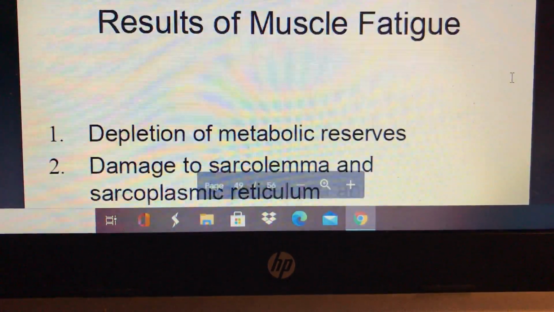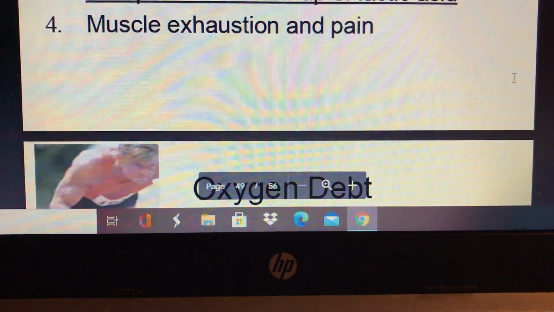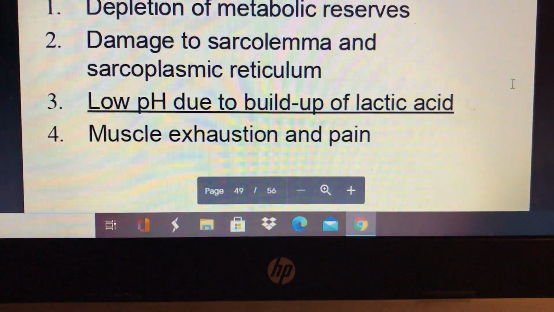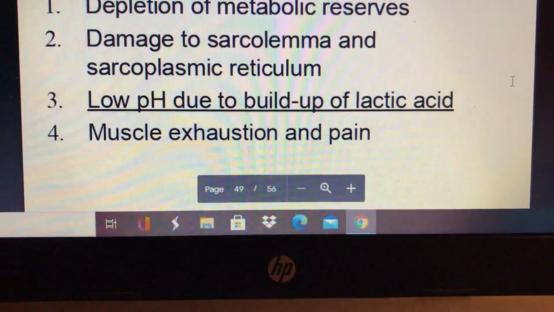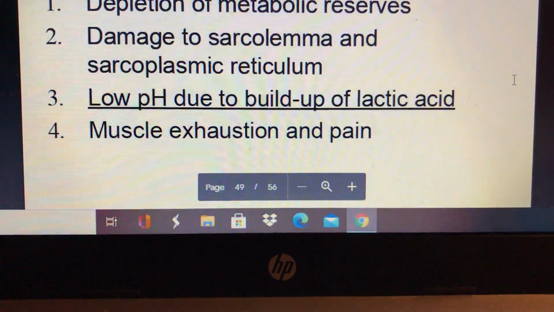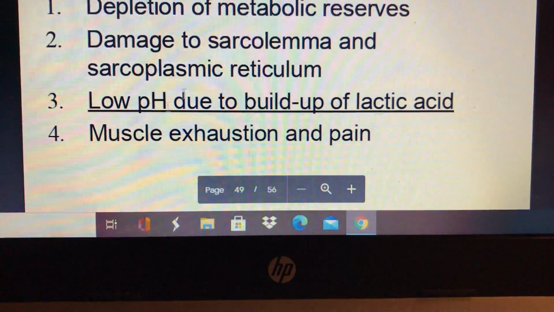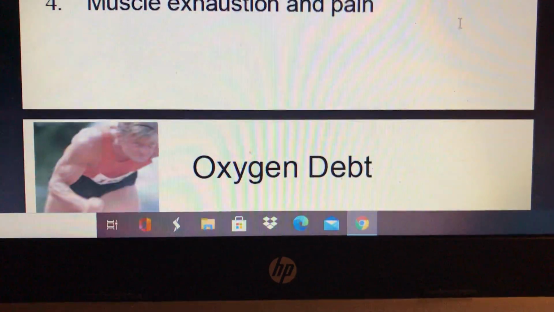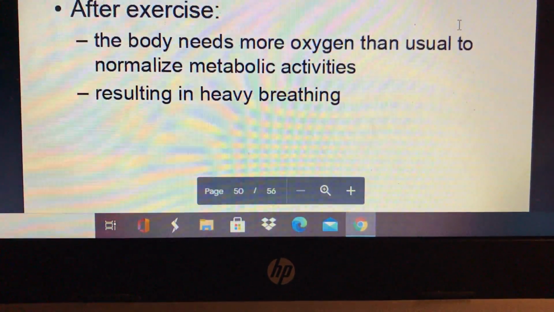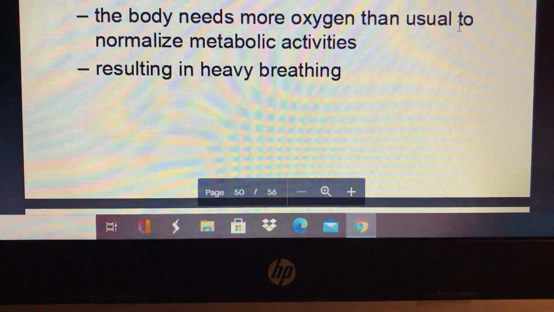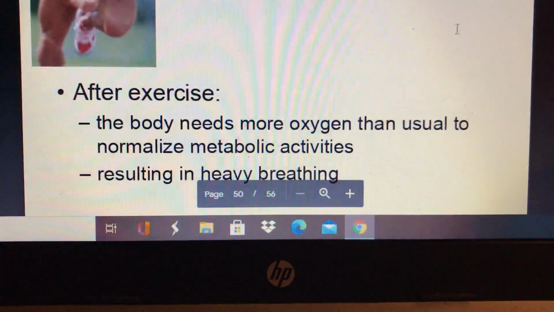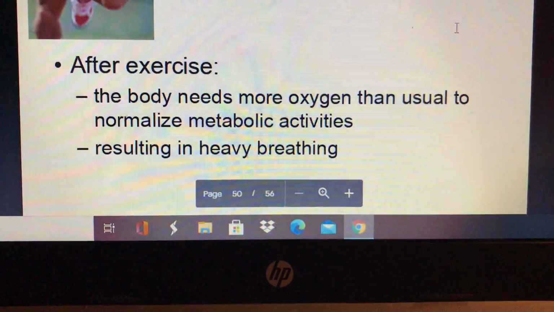Muscle fatigue: when muscles can no longer perform a required activity, they are fatigued. Some of the results of muscle fatigue are depletion of metabolic reserves, damage to the sarcolemma and the sarcoplasmic reticulum, low pH due to the buildup of lactic acid, which is really bad, and muscle exhaustion and pain. All of these are really, really bad, so you don't want to ever overwork your muscle. Oxygen debt: after exercise, the body needs more oxygen than usual to normalize metabolic activities. To make up for this, you breathe more heavily.